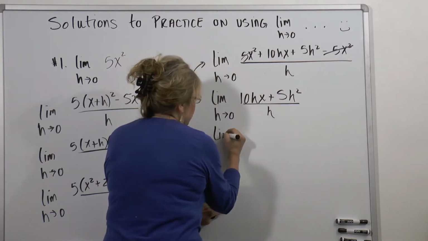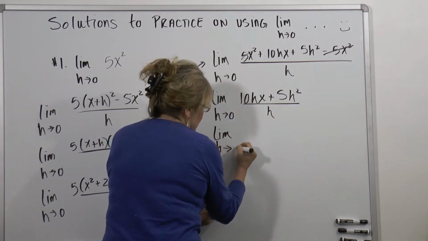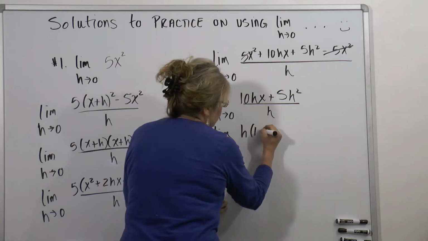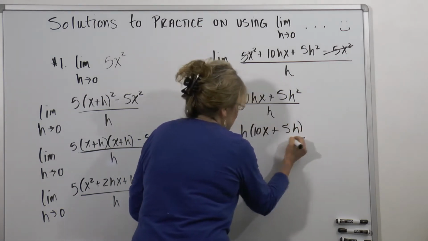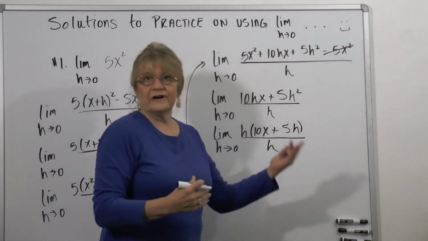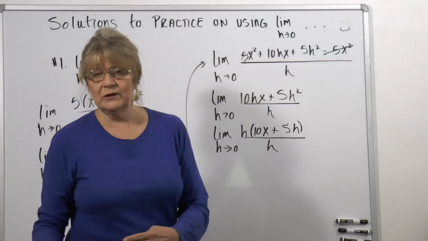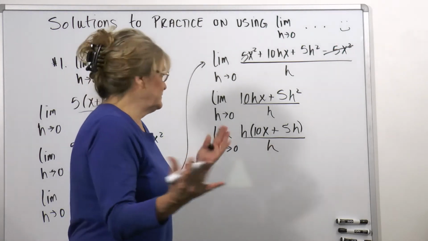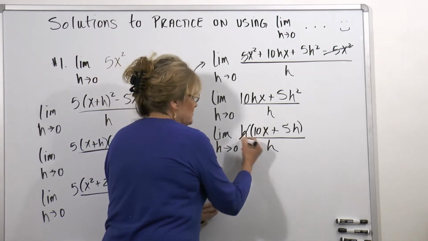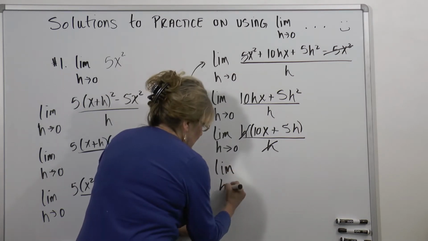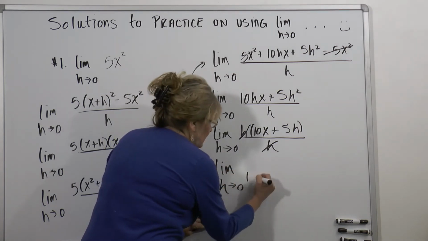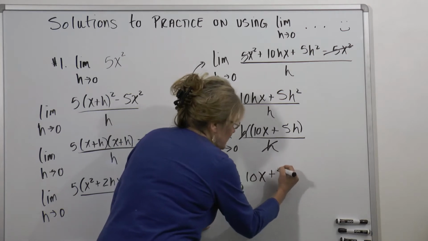From this point, I can factor an h out of the numerator, and I'm left with 10x plus 5h over h. You can factor out the 5 as well. It's not wrong if you do it that way, it's six of one, half a dozen of the other. You still get the same answer. So now I have the limit as h goes to 0 of 10x plus 5h.